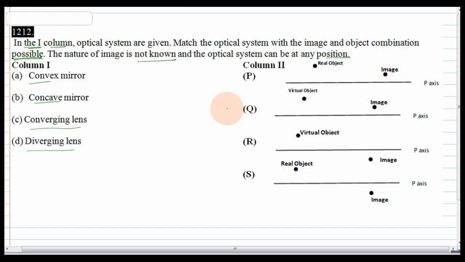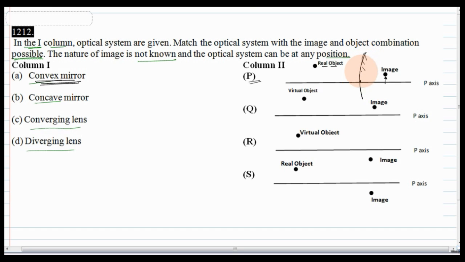If you have any problem in this question, it just means you need to revise image formation and its cases. Let me solve this question for you. First case, convex mirror. Can we put a convex mirror to obtain the position of object and image in case P? Yes. See that there is a real object and its diminished image is formed here. We all know that for a real object, an erect diminished image is formed by a convex mirror between its pole and focus.